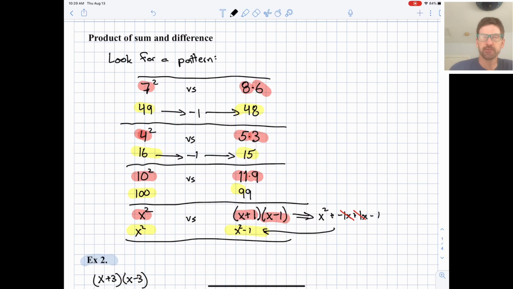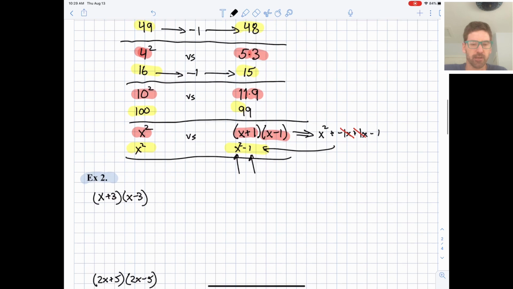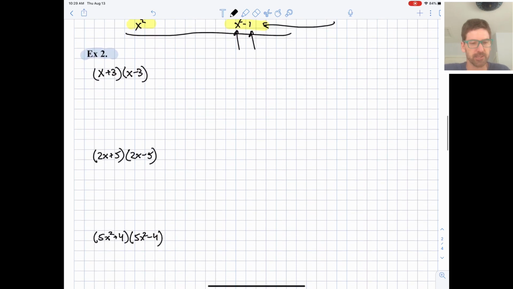So that's called a difference of two squares, because x squared is a square, and difference because we're subtracting, and then the 1 is a perfect square as well. Okay, so that's a little bit of a preview of sort of why this works, but it doesn't just work for x squared minus 1, it works for many different possibilities. So let's do some examples here.